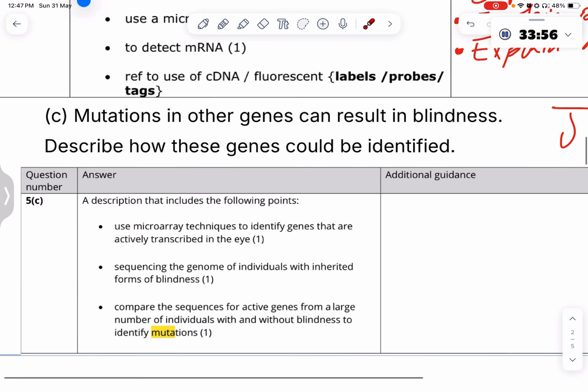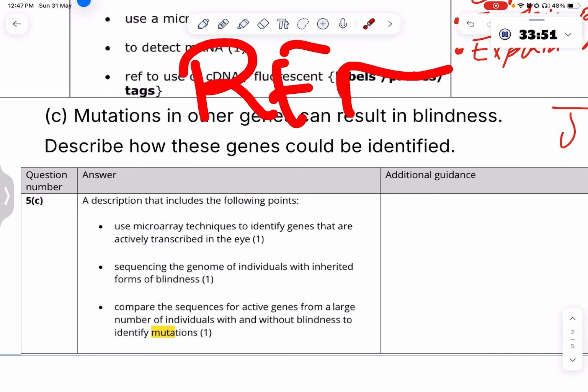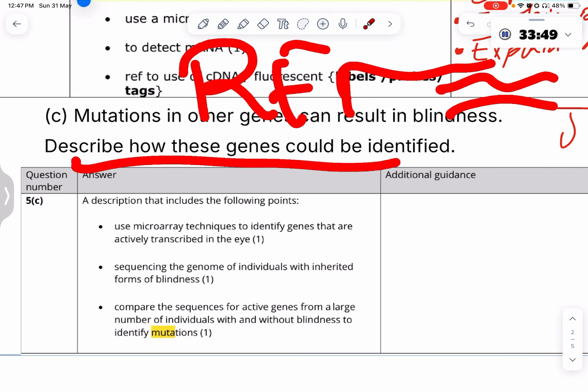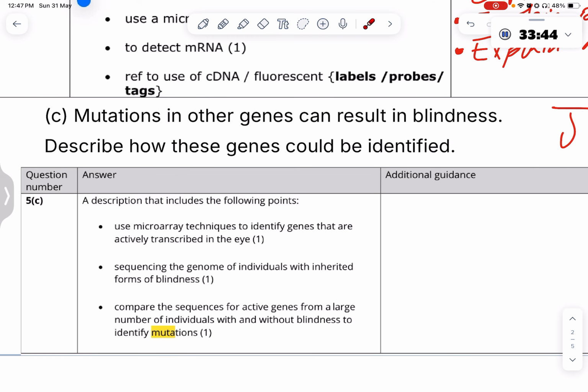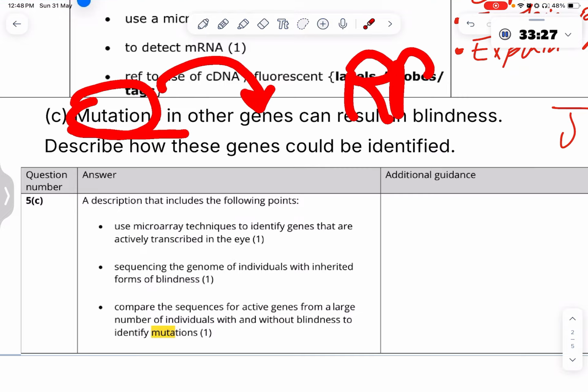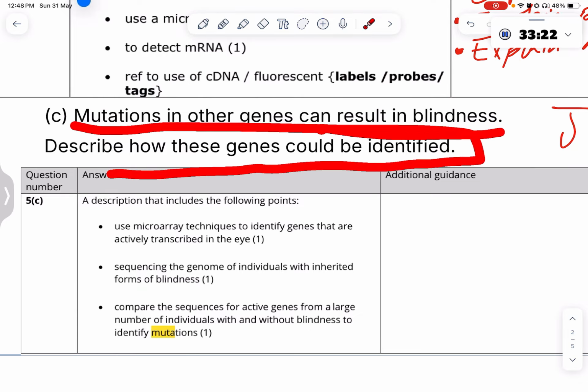Mutations in other genes can result in blindness. This question was talking about a gene, I don't remember, it was REP something 6, and the question talked about how a mutation in this gene would result in blindness. The question also discussed the possible treatments where we use gene therapy. But anyways, this was the last question in the last part, and it was talking that mutations in other genes, like genes other than the gene I told you about, could result in blindness. How can these genes be identified?